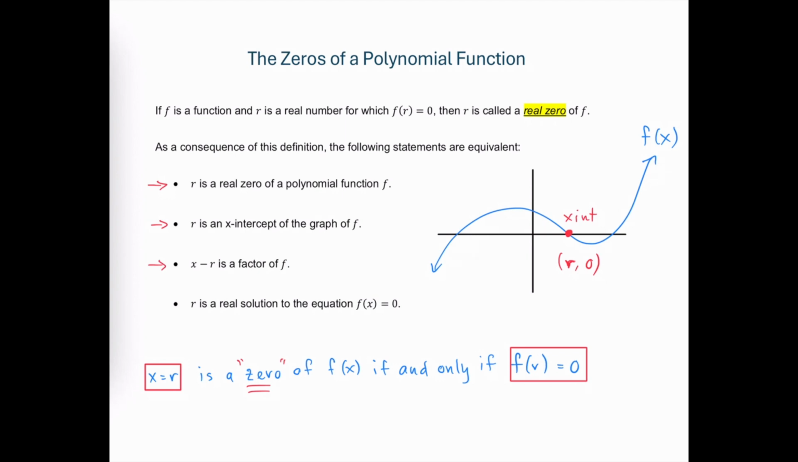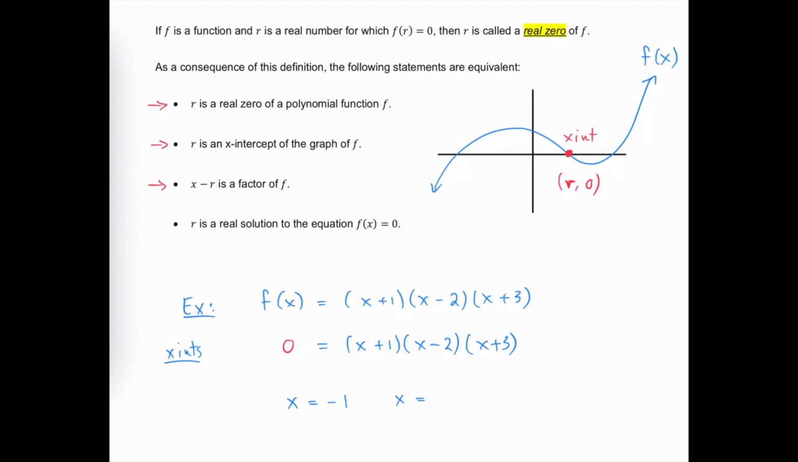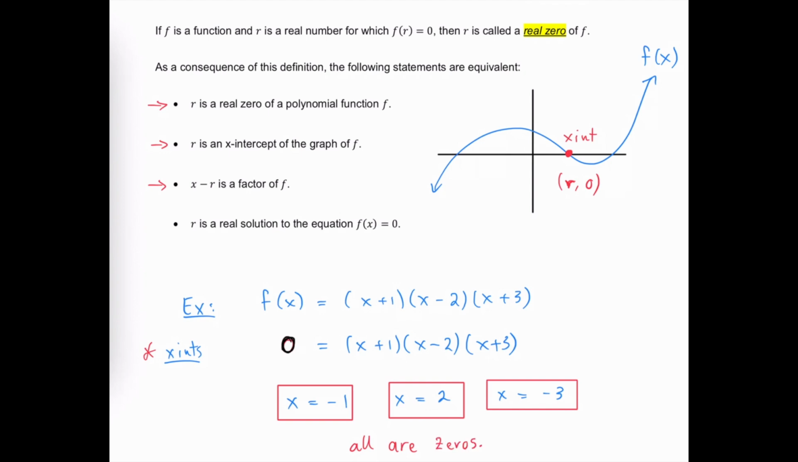Another consequence is to say that x minus r must be a factor of f. So let's talk about this by showing a quick example. Let's say we have a polynomial function written in its factored form, and we wanted to find the x-intercepts of this polynomial. We would be plugging in 0 for y and solving for x. And we would get 3 x values that solve this equation. x is equal to -1, x is equal to 2, and x is equal to -3. All 3 of these x values are where those x-intercepts would occur, but they're also considered to be zeros of the polynomial f, because they cause the output y value to be 0, which is part of that definition.